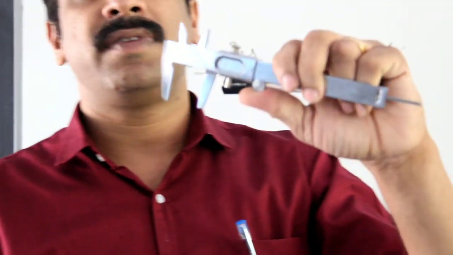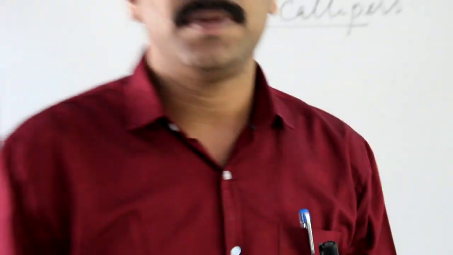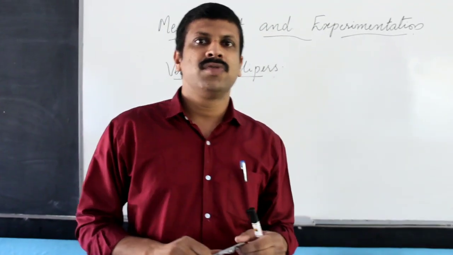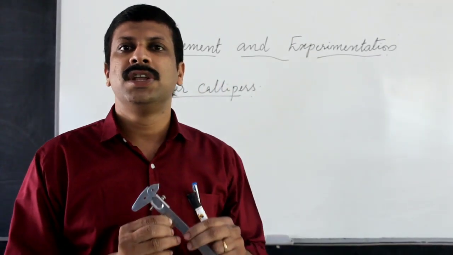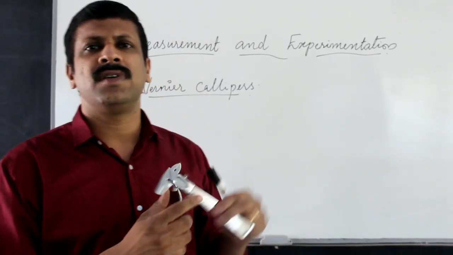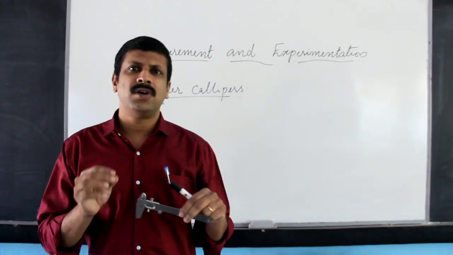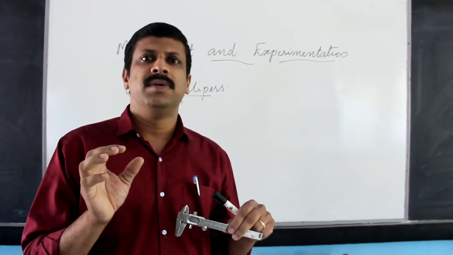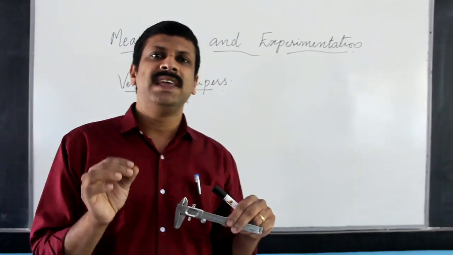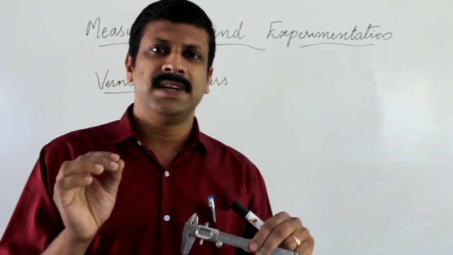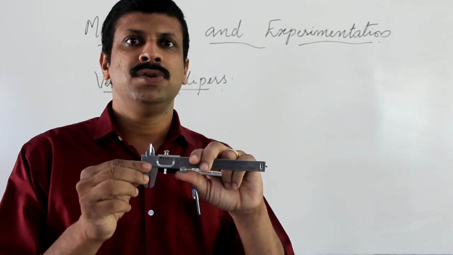Now we will discuss the least count of the vernier calipers. Least count means the smallest division of an instrument used for a measurement. But in the case of vernier calipers, least count is a little bit different. Once again I repeat: the smaller the least count, the more accurate the measurement will be when using the instrument.